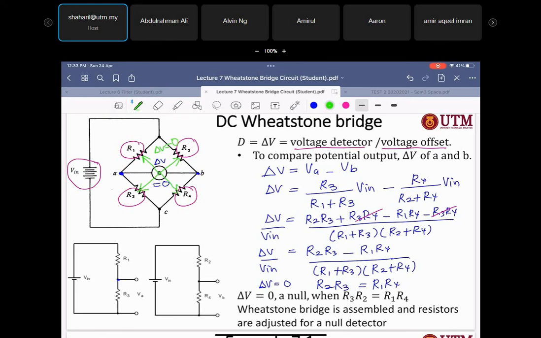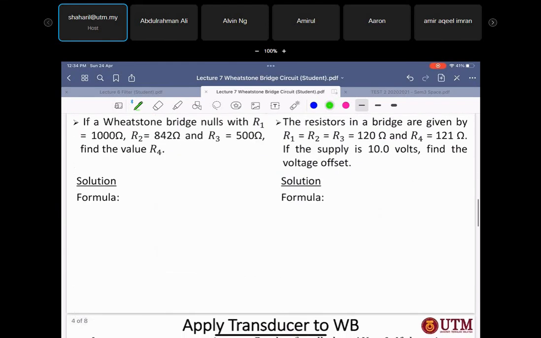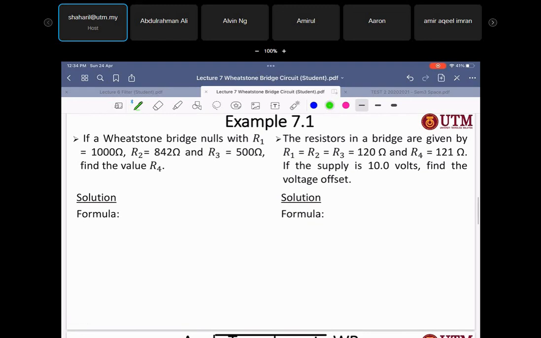How to set it is we can have a variable resistor to tune, to tune it to make delta V equal to 0. Okay, that's used for the Wheatstone bridge. Right, so let's look at example 7.1. I believe this one will be very simple.